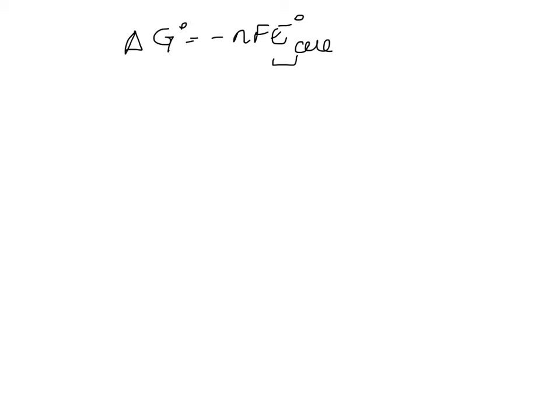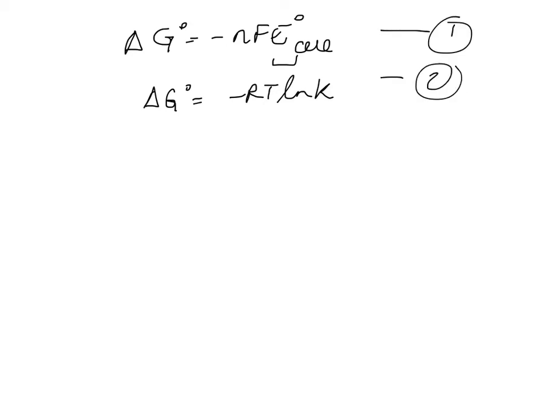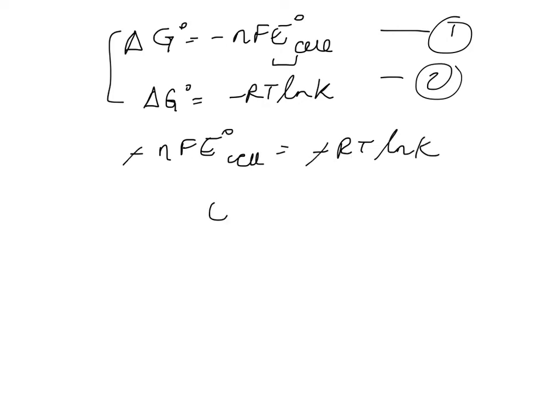Another thing that we learned in thermodynamics was that delta G0 is equal to negative RT ln K, which was a good way to tie in the equilibrium constant. So if you consider these two equations simultaneously, hopefully you can see that since the left hand side is the same, the right hand side should be equal as well. And so one can say that negative nFE0 cell is equal to negative RT ln K. Negative and negative cancel out, and you can say that E0 cell is equal to RT over nF natural log of K.